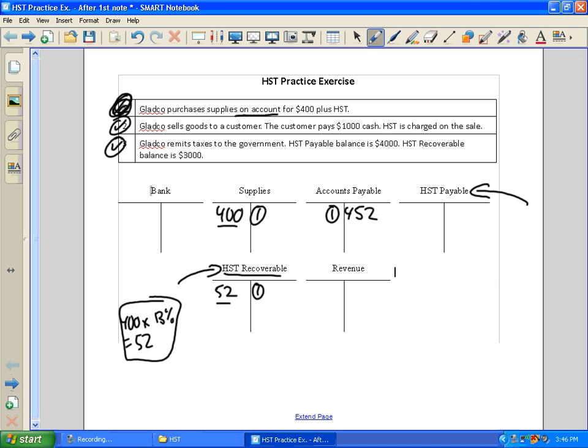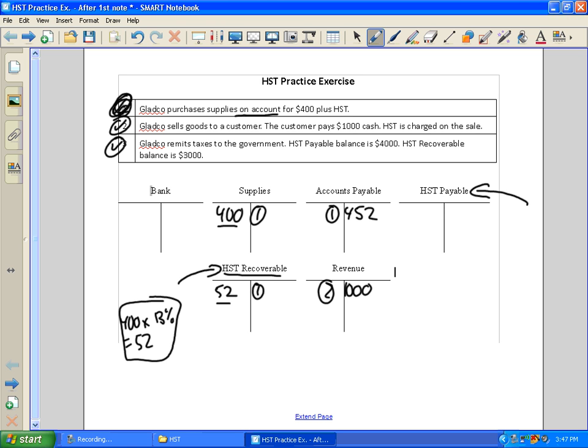So with number 2, when we sell something, if you're really paying attention, you're probably saying to yourself, it's probably going to go to HST payable. Well, you would be right, because we owe that money. We owe that tax to somebody now. In this case, they sold something for $1,000. The customer paid cash. Normally, we would credit revenue for $1,000 and debit bank for $1,000, but we can't do that this time because we've got an HST payable amount.